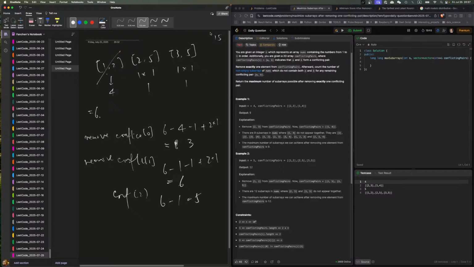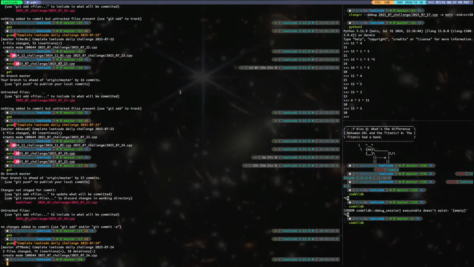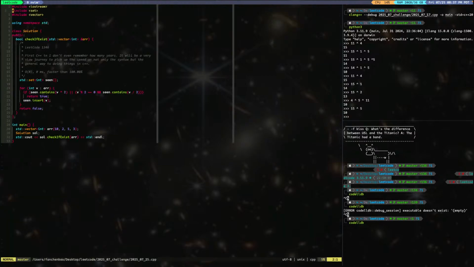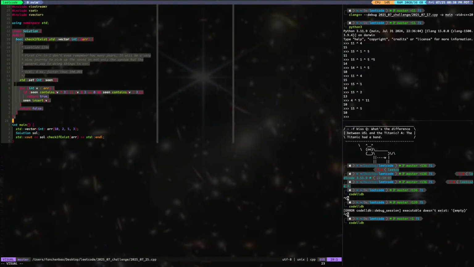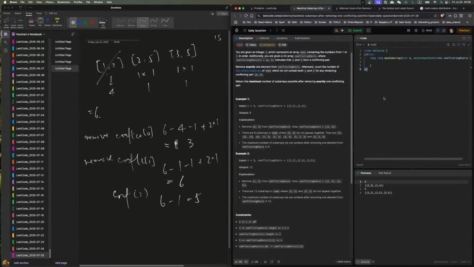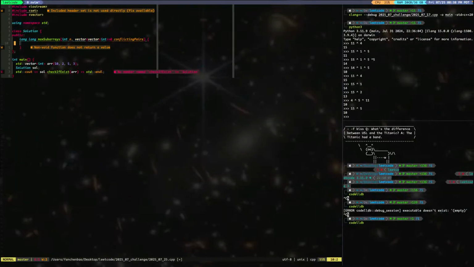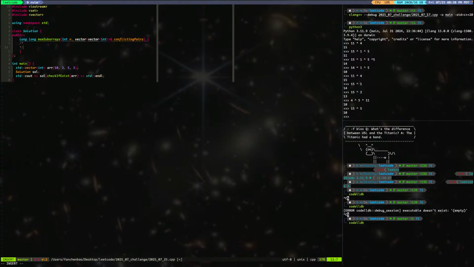Alright, let's code it up. I'm pretty confident that this is correct, but still need to code it up. Alright, how am I going to explain it? Let's explain this.